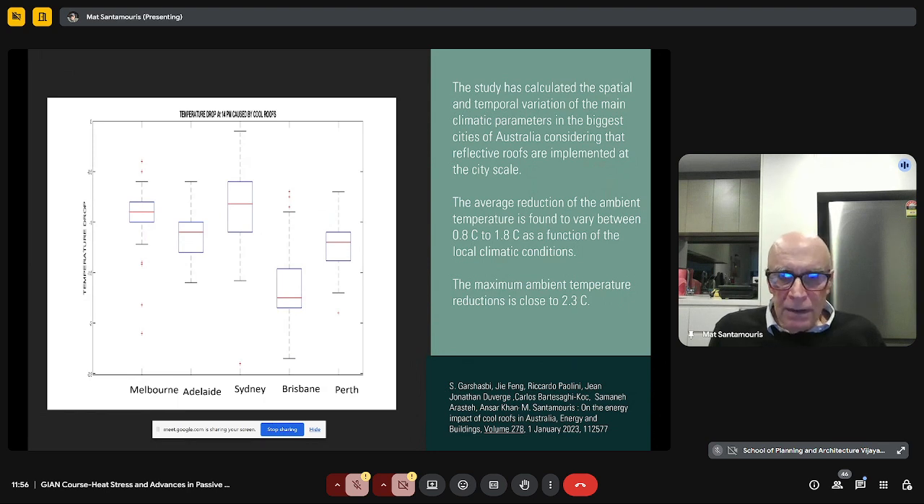Cool roofs work very well in warm climates. They also work well in less warm climates, for example Melbourne, which during summer does not present such a high temperature like Brisbane. The expected decrease of the ambient temperature is close to 0.7, 0.8 degrees. But this is really very important. There is no reason to use dark roofs in these climatic conditions, because dark roofs do not offer any benefit. Dark roofs increase the temperature of the cities and also increase the cooling demand of the cities.